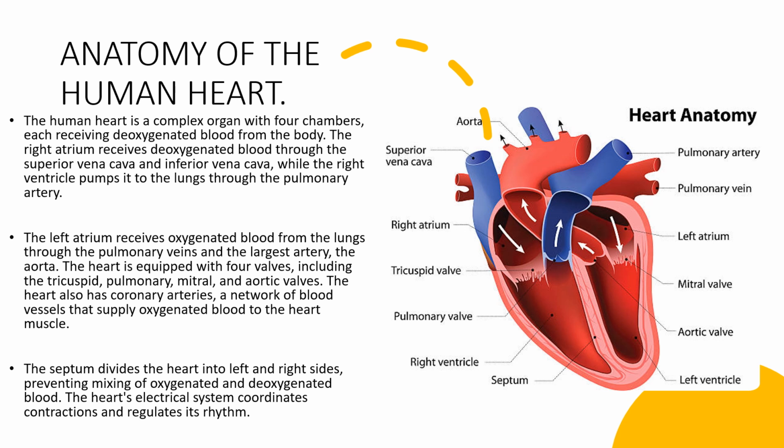And another point is that we have the septum. The main function of the septum is that it divides the heart into left and right sides, preventing mixing of the oxygenated blood and deoxygenated blood. Another point is that the left side of the heart, or the left ventricle specifically, has a thicker muscle mass compared to the right side of the heart. The left ventricle is usually thicker than the right ventricle, because the left ventricle has to pump the blood to the aorta, in order to be pumped to the rest of the body.